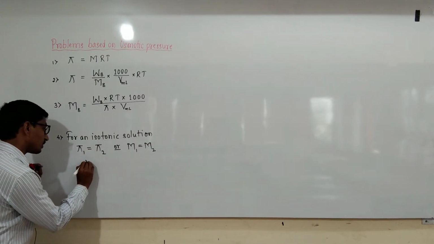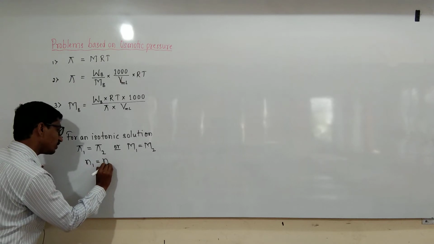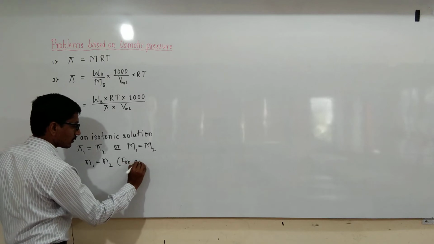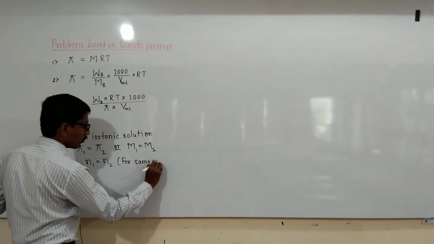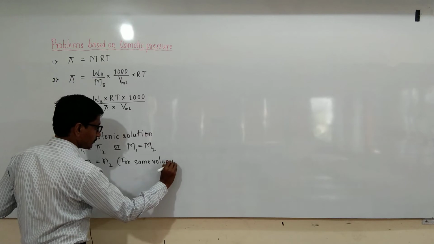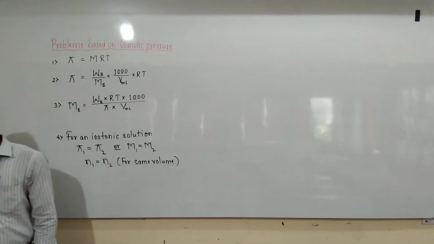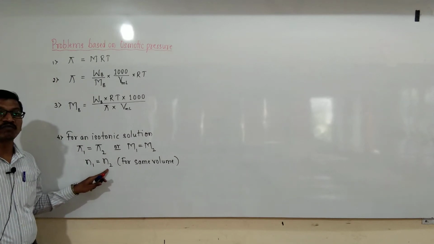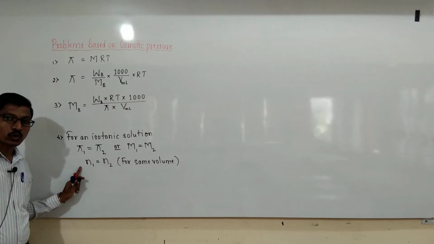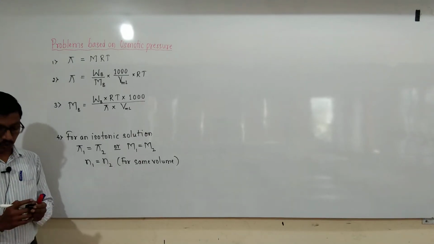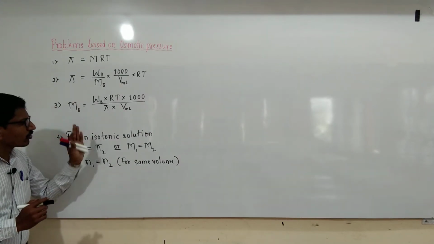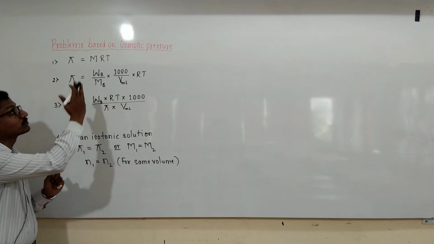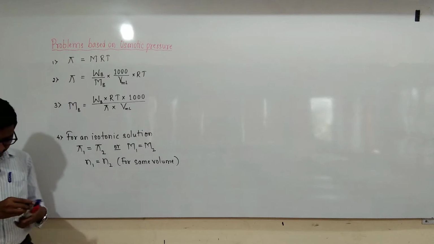Or N1 is equal to N2 for same volume of solution. Same volume of solution means directly we consider N1 is equal to N2, that is number of moles of one solution is equal to number of moles of other solution. These are the formulas generally used for the calculation of problems based on osmotic pressure.